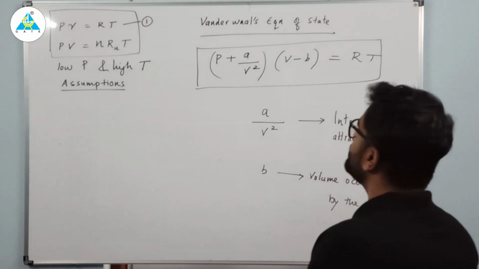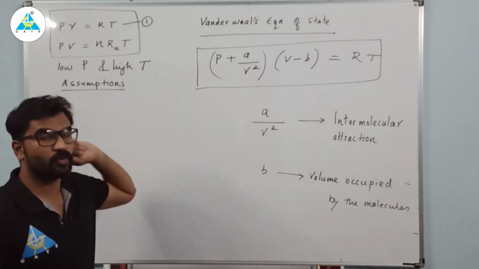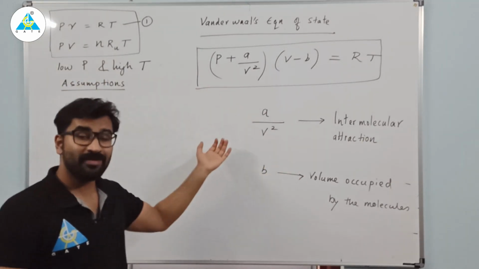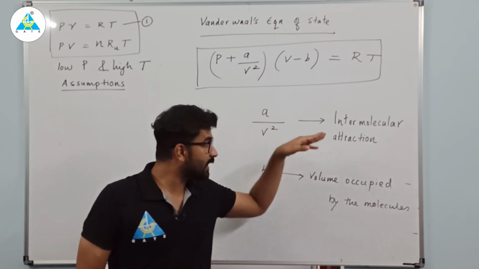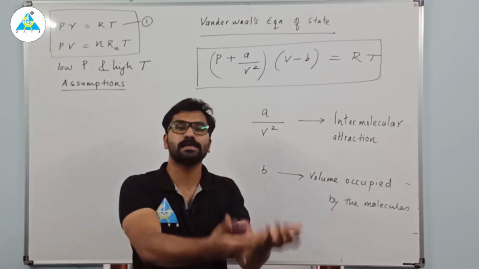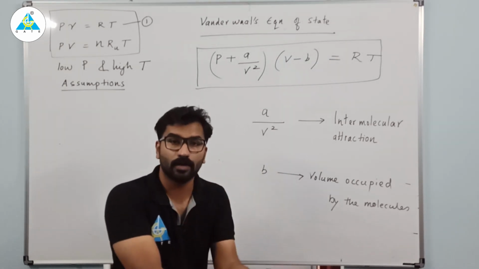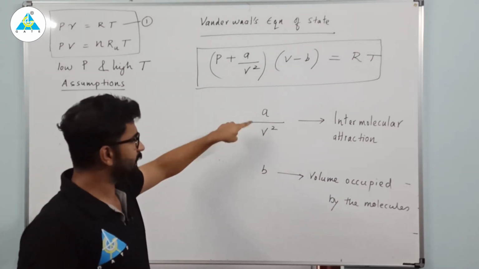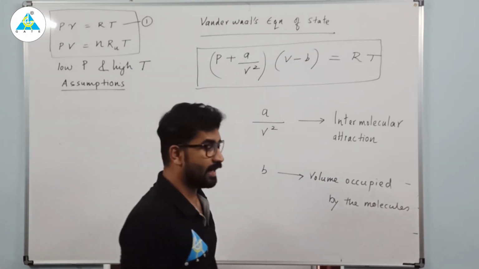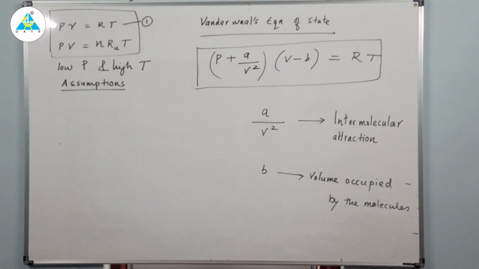I hope you can understand, that is, the ideal gas equation of state is valid for only low pressure and high temperature. When we increase pressure, what will happen? The volume occupied by the molecules and the molecular interaction will be significant. So to add those two effects, we are adding two terms. Out of this, a and b are constants. a and b are, we can say, Van der Waals constants.